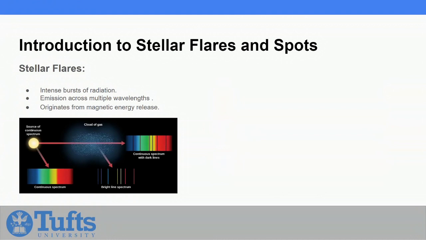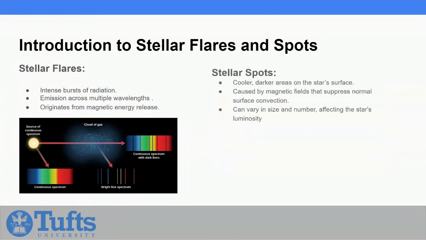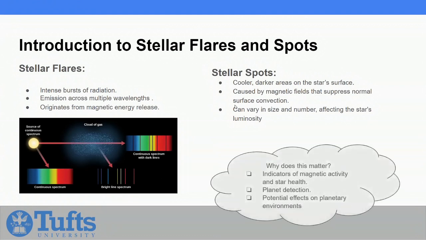Similar to sunspots on the Sun, stellar spots are relatively cooler and darker patches on the surface of a star caused by magnetic fields that inhibit convection within the star's atmosphere. These spots are significant because they're associated with magnetic activity and can affect the overall brightness of a star as they rotate in and out of view.